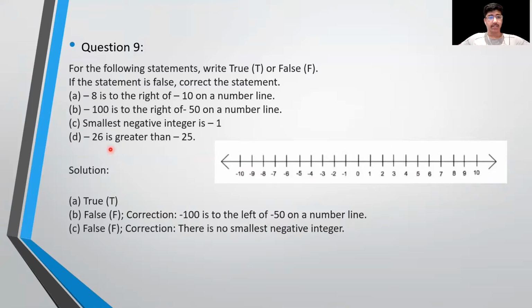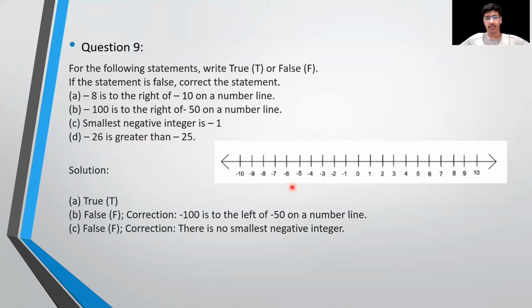D, minus 26 is greater than minus 25. Like I said before, negative integers have an opposite thing. So normally we would say that 3 is greater than 2. But in this case, minus 25 will be greater than minus 26, as minus 25 is coming to the right hand side of minus 26. So all numbers that are to the right hand side of any number, that number will be greater. All right, and numbers that are on the left hand side will be smaller.